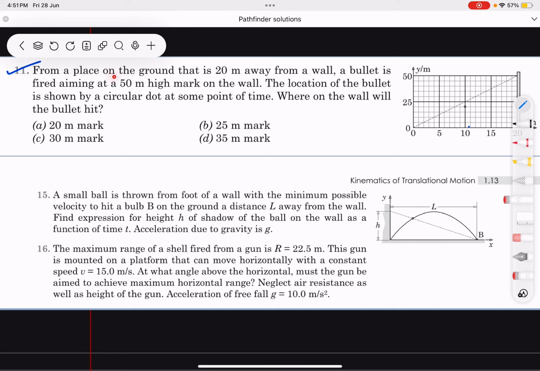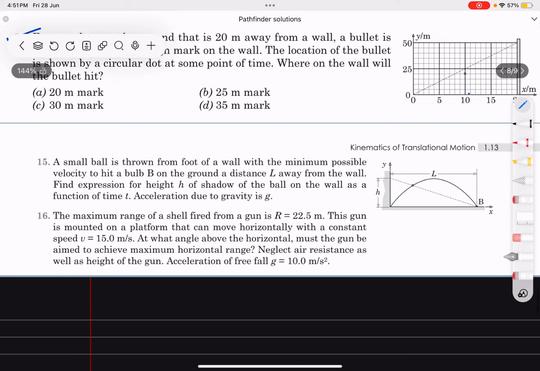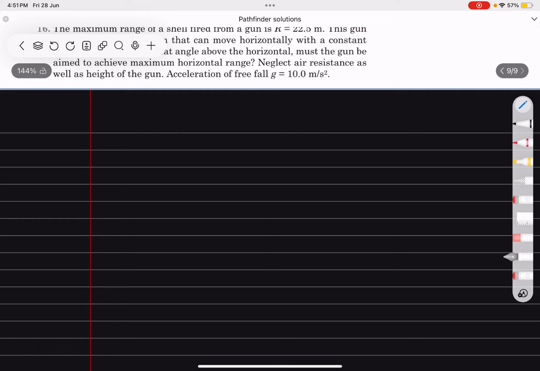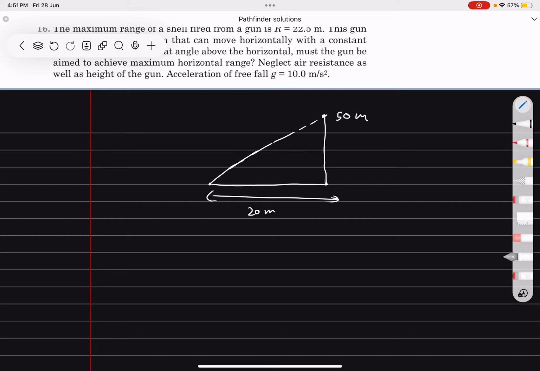From a place on the ground that is 20 meter away from a wall, a bullet is fired aiming at a 50 meter high mark on the wall. So we'll draw the diagram. There is a point on the ground and there is a wall, right? It's 50 meter high, the distance is 20 meters. The ball is aimed to this mark. Suppose this is the projection angle, because it is aimed to this point.